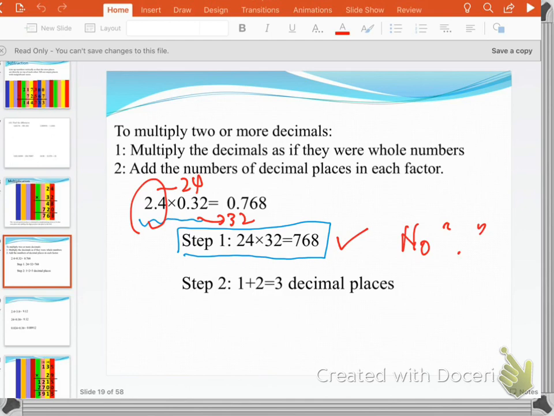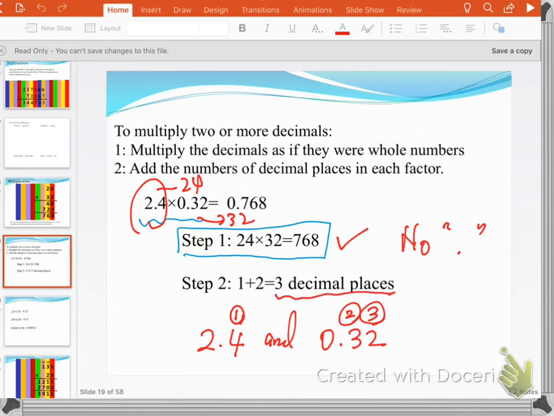There's no decimal points here. In the first step, when you multiply, there's no decimal points. After the first step, we count the total number of decimal places. So 2.4, how many decimal places do we have? 1. And the second number, 0.32, how many decimal places? 2 more, so it's 2 and 3. So we have 3 decimal places.